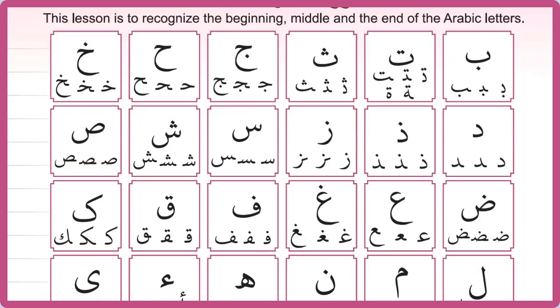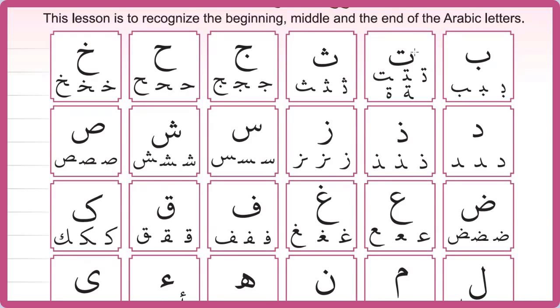The first letter was ba. As we discussed before, in its original form, it's just like a boat with a dot right at the bottom. You can see this from the right hand side. So ba, this is the beginning shape. Then this one is the middle one, and this is the last one. If the ba comes at the end of the word, then it will take this kind of shape, right?